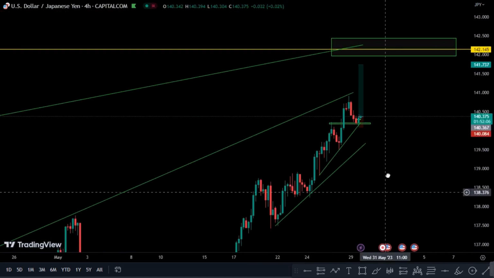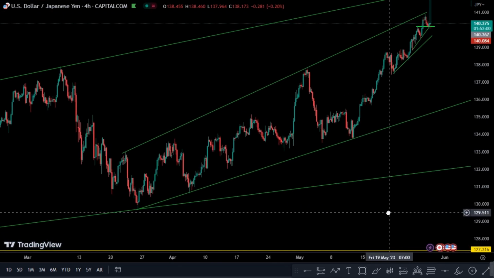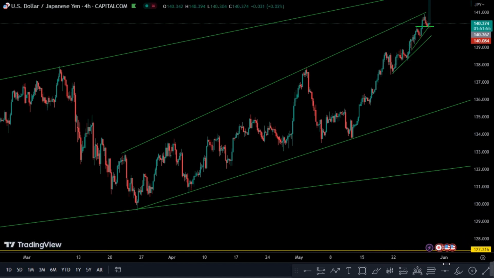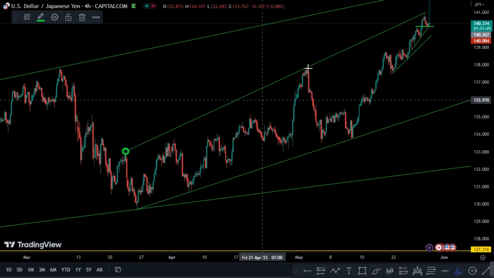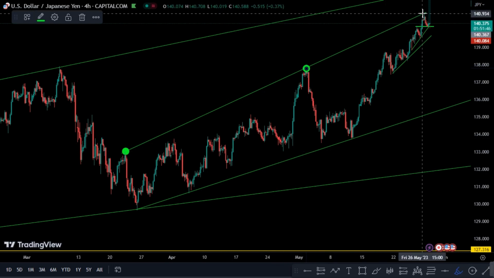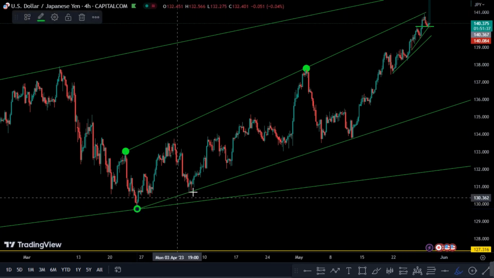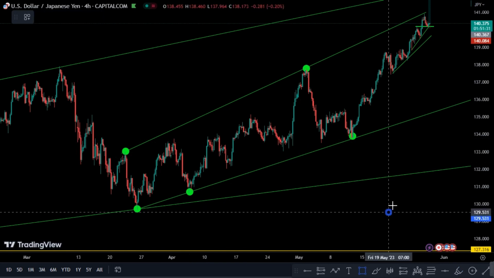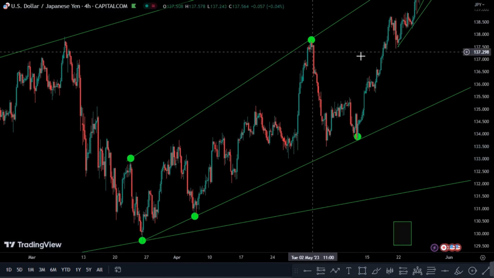Okay, so I am not going to be removing my analysis on this pair, as I also provided the analysis of this in the previous video. But as you can see here, this was our first touch, our second touch, and then this area is our third touch. Let me also highlight from the bottom: this was our first touch, second touch, then our third touch, and you can see how the third touch of the trend lines is playing out.